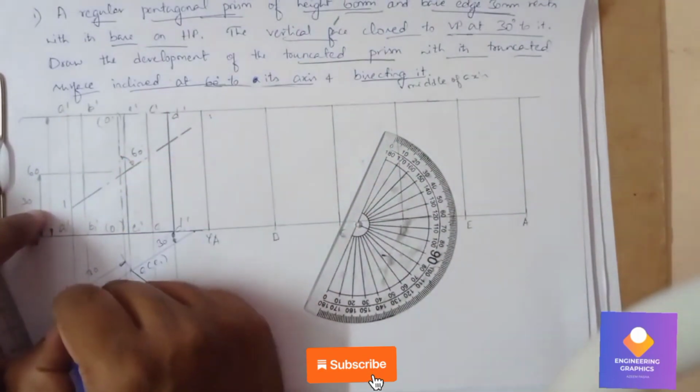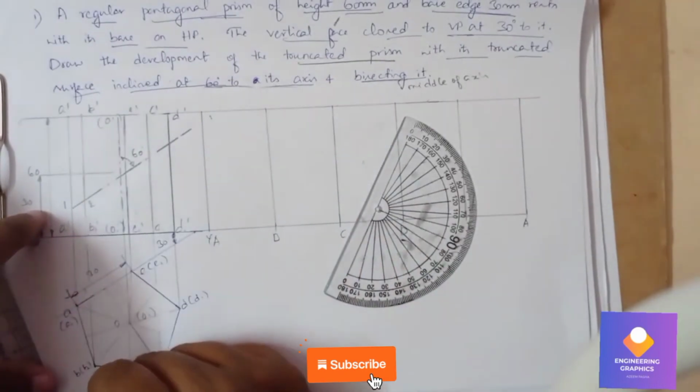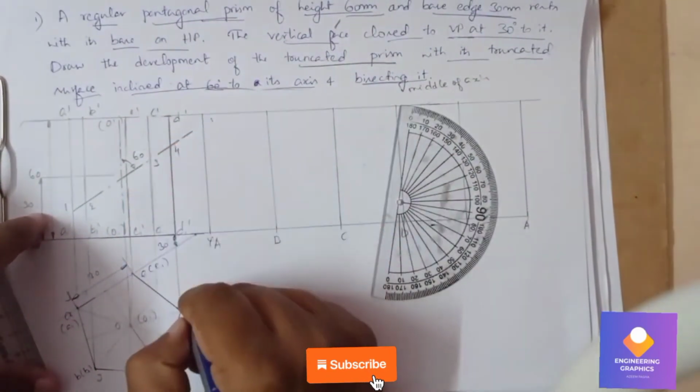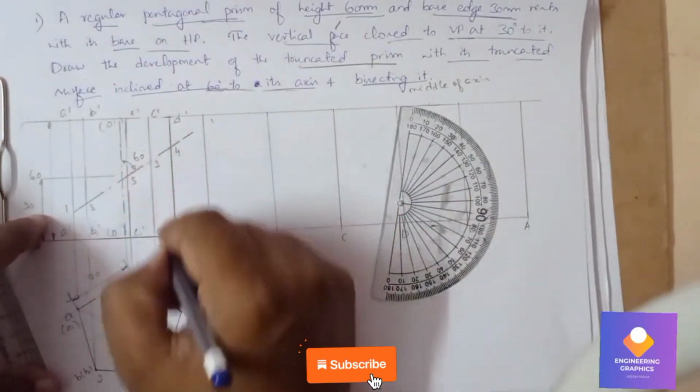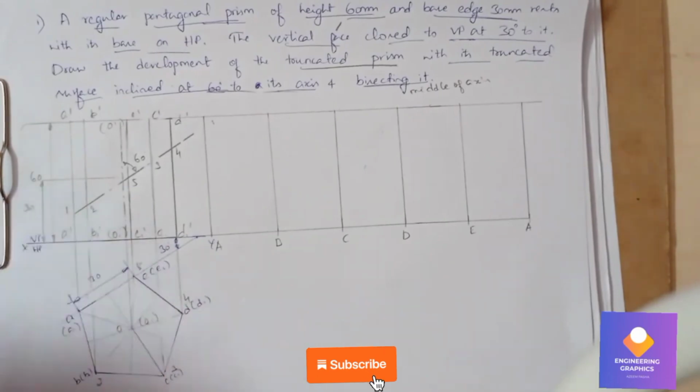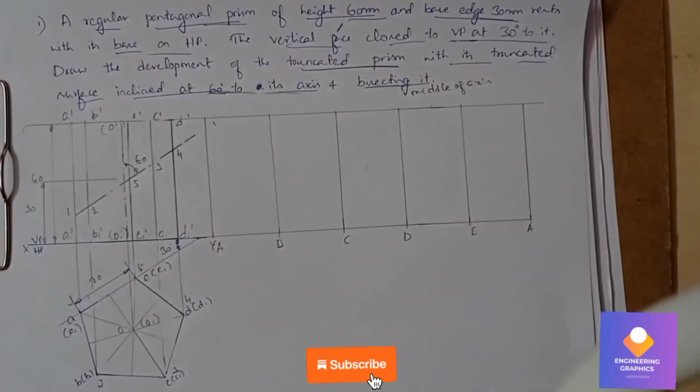So you can mention the naming now, where the section plane is cutting it. Mark 1 2 3 4. With respect to these points, we need to draw the development of the truncated prism here.